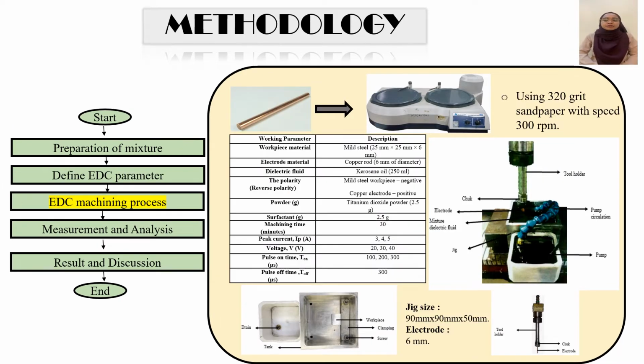This is the machining process during the experiment. Firstly, the electrode will be ground by using a grinding machine with sandpaper. The function of the grinding process is to make sure the copper rod gains a flat surface. Next, the workpiece is clamped in a tank and the dielectric fluid is poured into the tank. The tank is attached with a pump in order to provide better circulation of the dielectric fluid. The machining time for each run is 30 minutes. It is repeated for 30 runs.